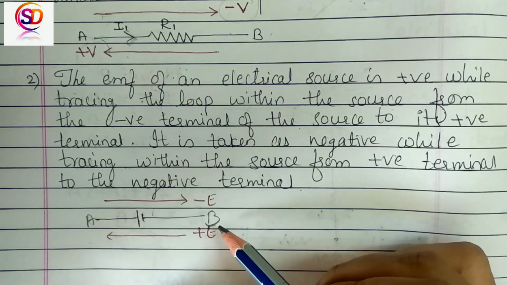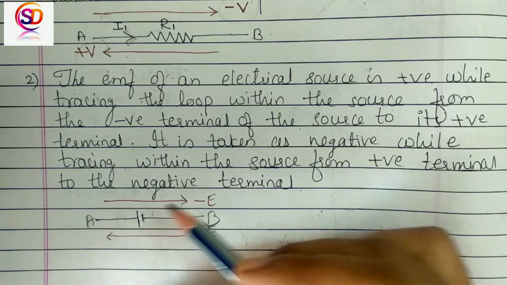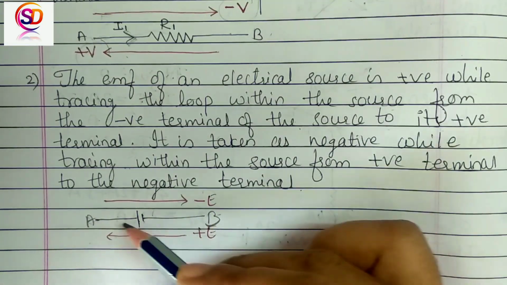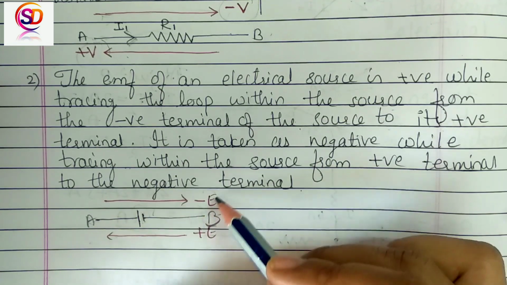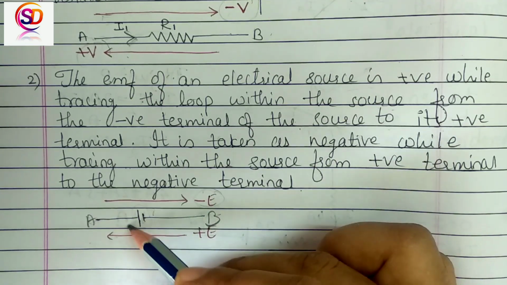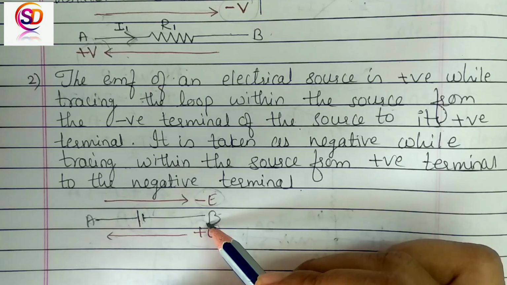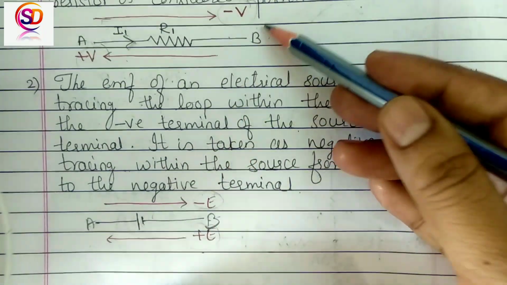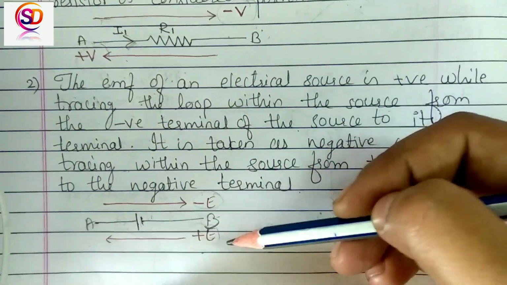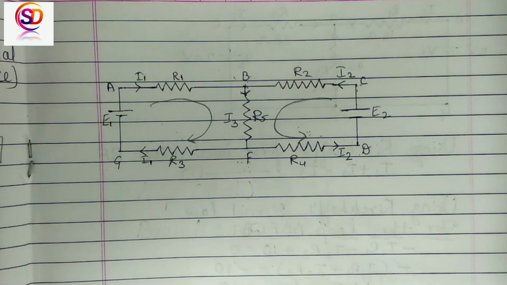In short, how I remember: when you are tracing the path, if you cross the cell from positive to negative, it should be negative. From negative to positive, it should be positive. So these two sign conventions you have to remember to proceed with Kirchhoff's voltage law. Now we will solve this complicated circuit by applying Kirchhoff's both laws.